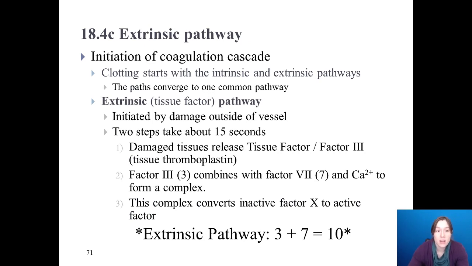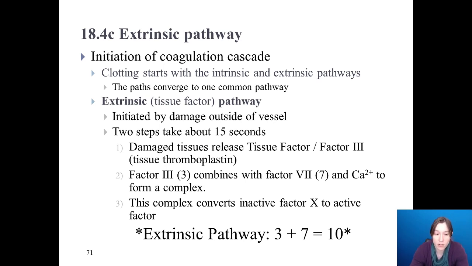So when we initiate the coagulation cascade, clotting is going to start, and it can either start through the intrinsic or the extrinsic pathways, and then these pathways converge to one common pathway. And so we'll talk about the extrinsic pathway first, and it can also be called the tissue factor pathway. And this is initiated by damage outside of the vessel. And the two steps that happen take about 15 seconds. So the damaged tissue is going to release tissue factor, which is also called factor 3. So remember that tissue factor is factor 3, and it's also called tissue thromboplastin. I know they have a lot of names for these. So the damaged tissue releases tissue factor or factor 3.